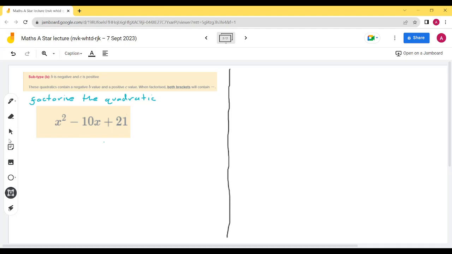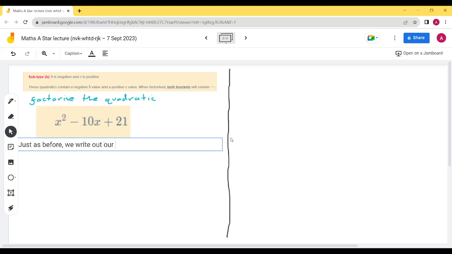All right, so we've got factorize again, a quadratic. So just as before, we write out our double brackets with an x at the beginning of both, because again, in all of these examples in a foundation exam, the coefficient of x squared is going to equal 1, so it's always going to be 2 brackets, and then x times x equals x squared.